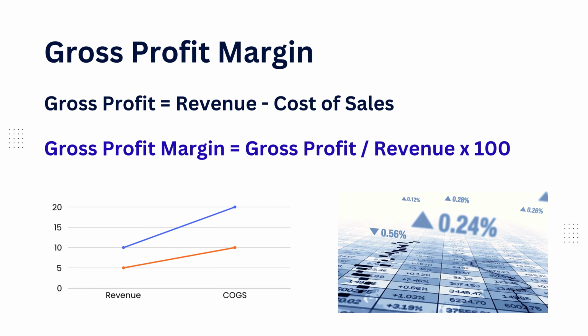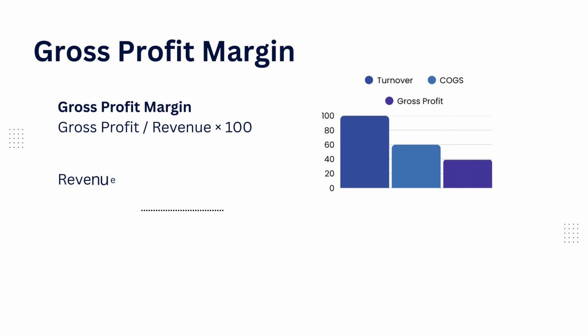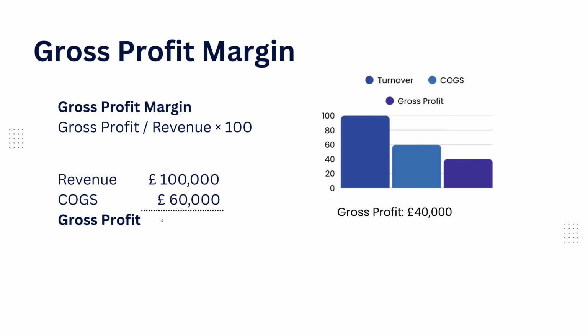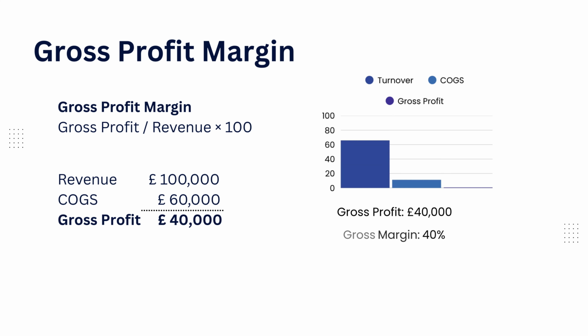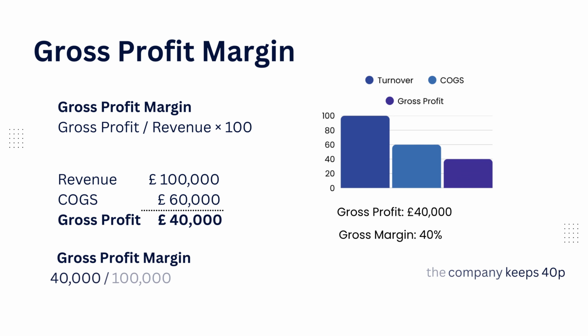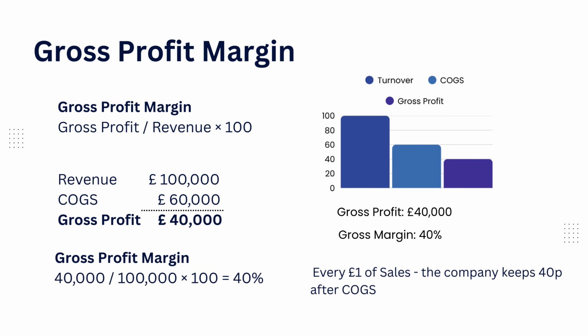Let's go through a simple example. Imagine a company has revenue of £100,000 and cost of sales of £60,000. So the gross profit is £40,000. Now we apply the formula. 40,000 divided by 100,000 times 100 gives us a gross profit margin of 40%. What does this mean? It means for every £1 of sales, the company keeps 40 pence after covering direct costs.